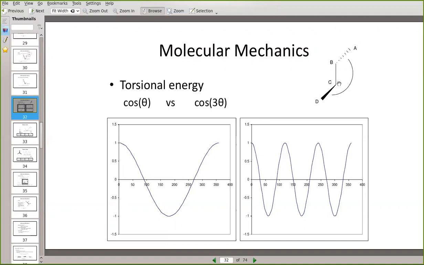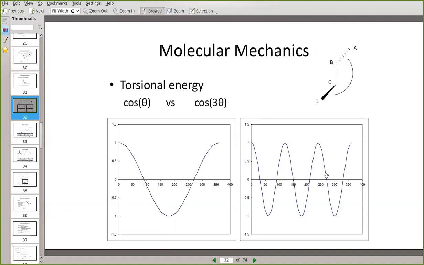But if you've got ethane, which has 3 bonds on this side and 3 bonds on that side, then as you rotate around, this will interact 3 times as you go through 360 degrees, and your profile will look like this.